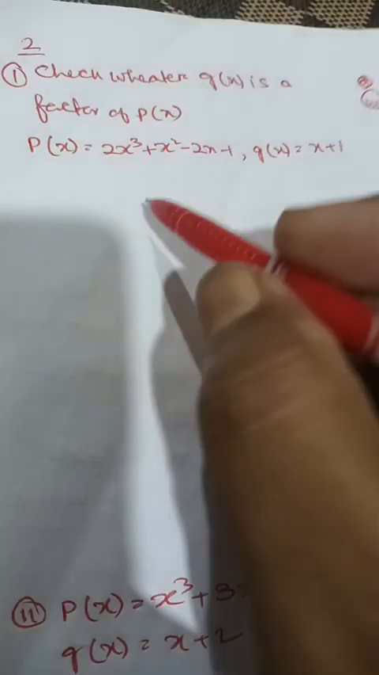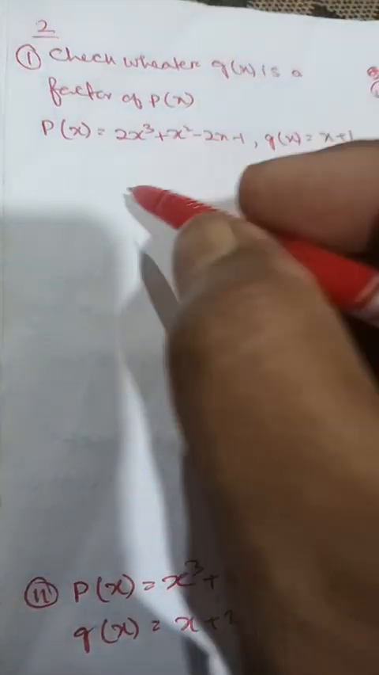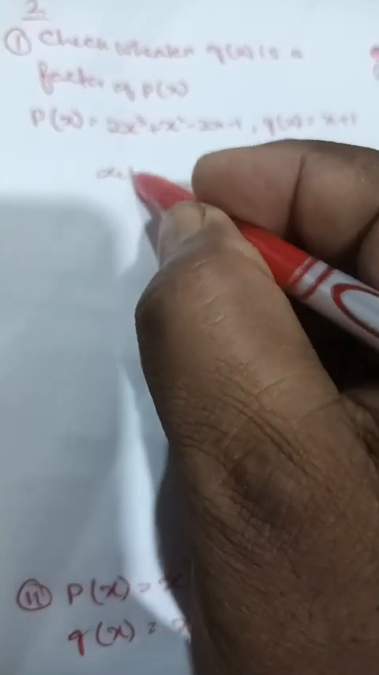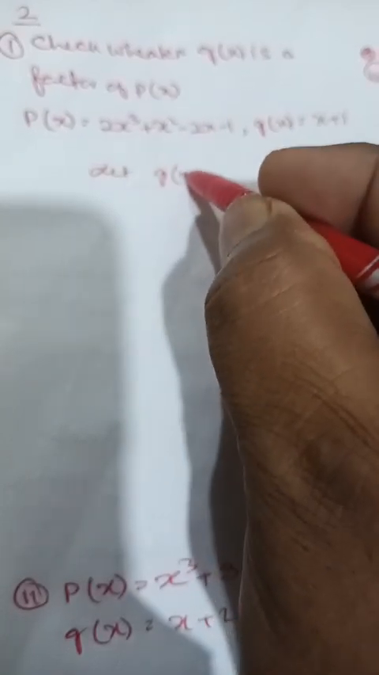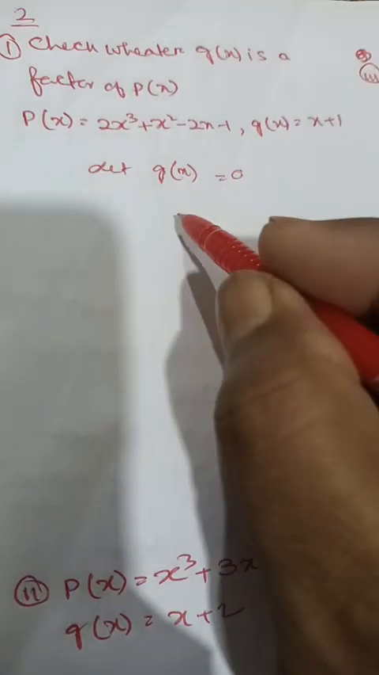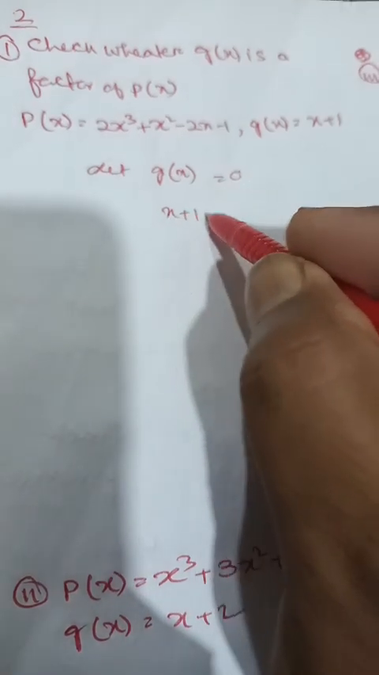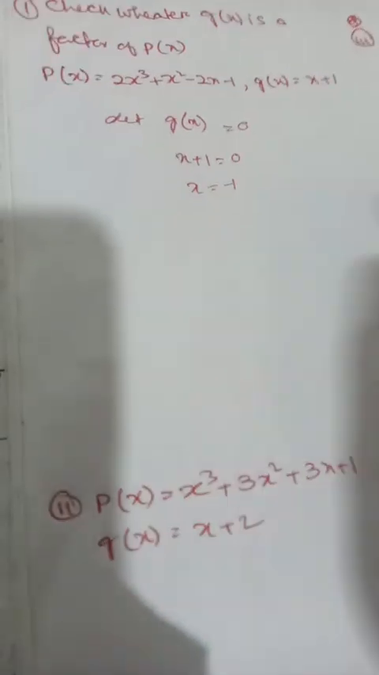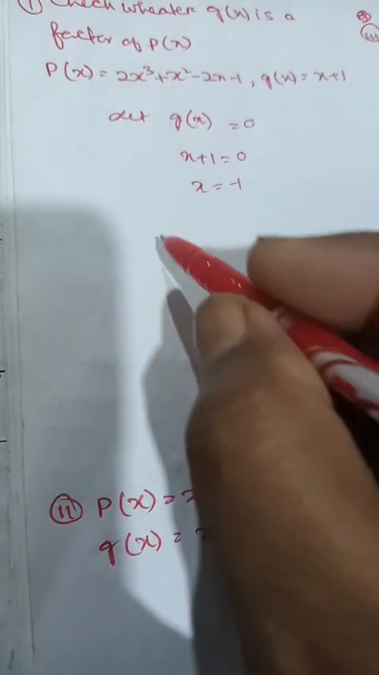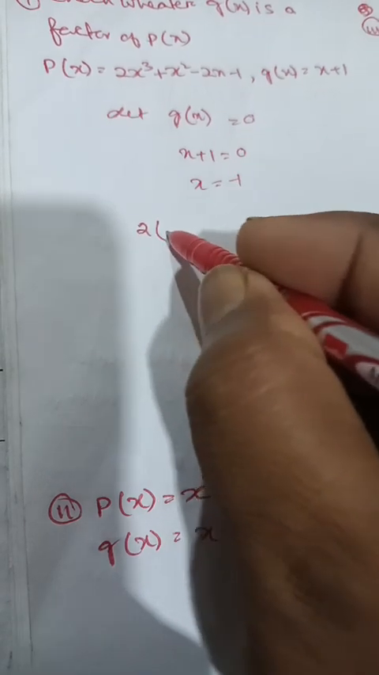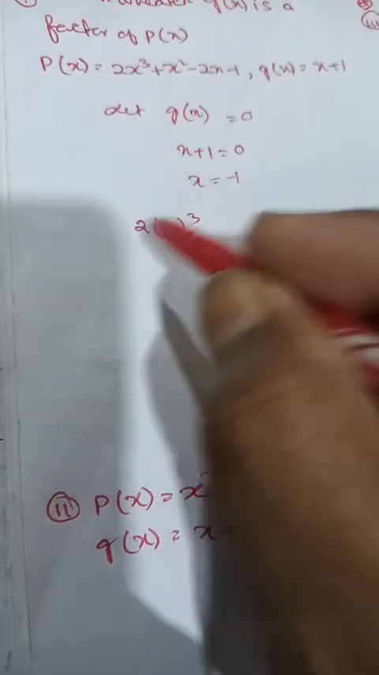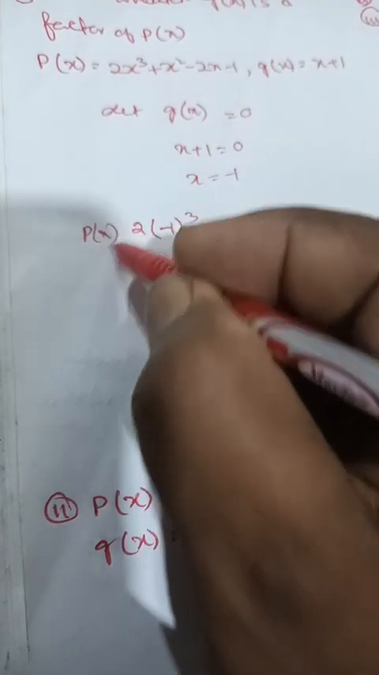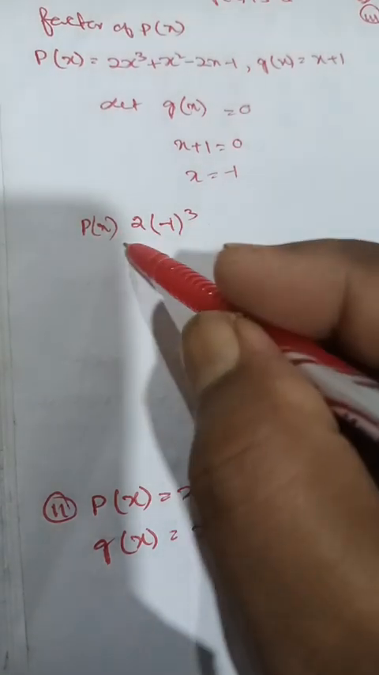Here you write remainder theorem. Let g(x) is 0. g(x) is given x plus 1 is equal to 0. So x is equal to minus 1. Now here you put the values. 2 into, in place of x you write minus 1 whole cube. You can write p(x), no problem. Here in place of x we are putting minus 1.